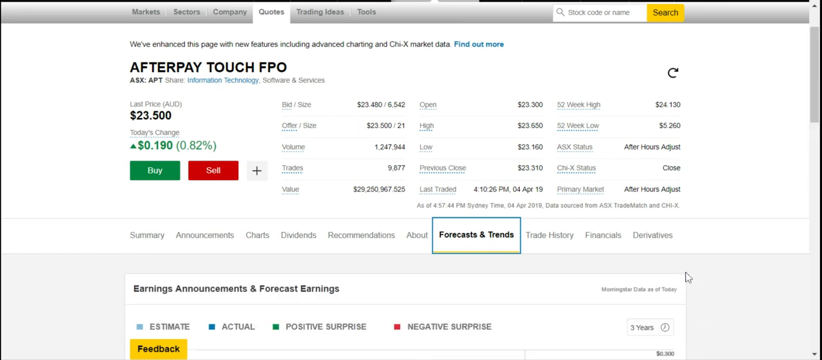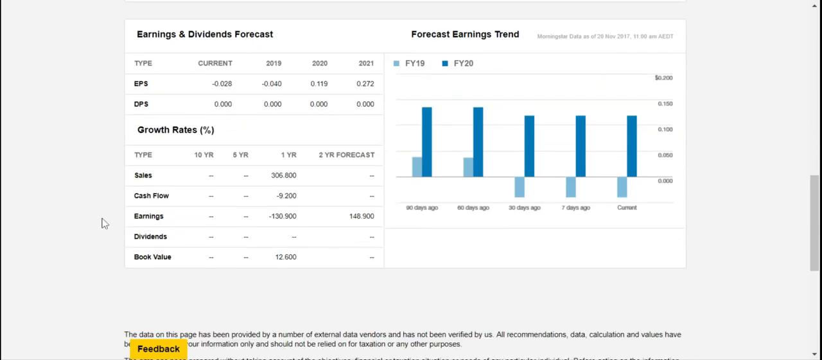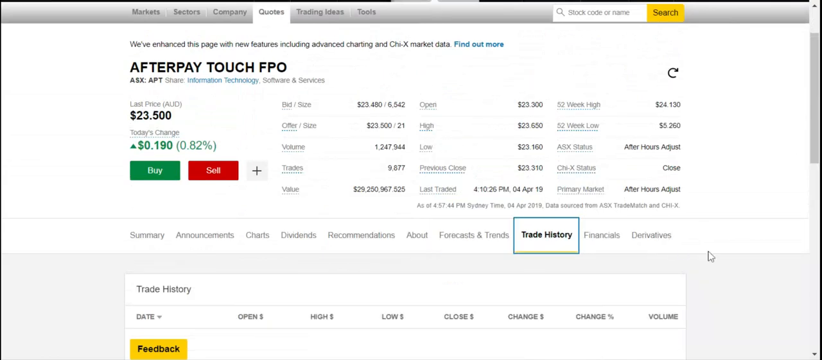Forecasts and trends. Again, just sort of shows you, probably on the bigger companies like BHP and whatever else, you'll get better data. Afterpay is obviously one of these sort of more speculative type stocks, even though they are growing quite well and are a bit of a market darling at the moment.